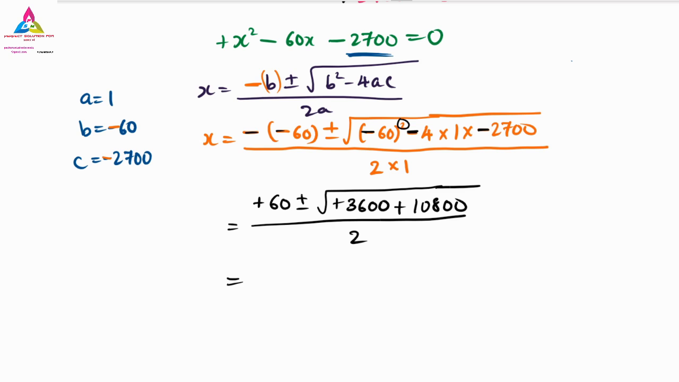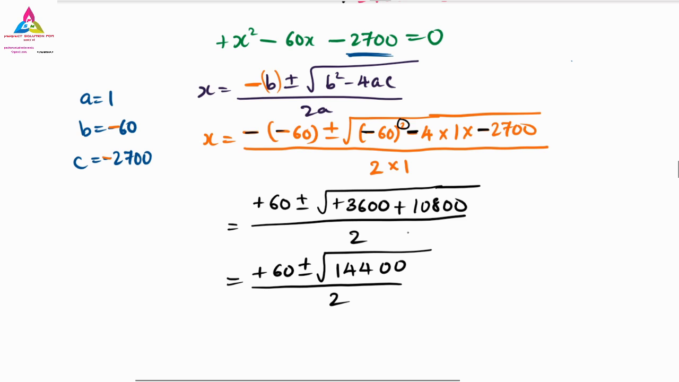So lastly we have to use that plus 60 plus or minus. So 3600 plus 10,800 will be 14,400. So 14,400 is going to be inside the root and that is positive. That is good news. If you have a negative, it is not good, it will become an imaginary part. In a previous case I already informed you.